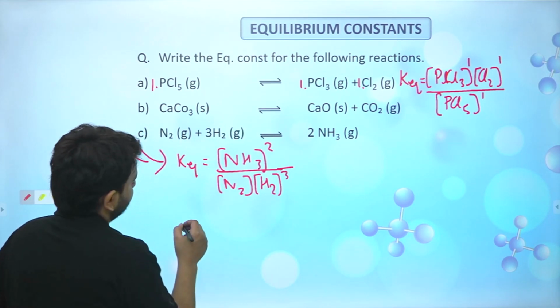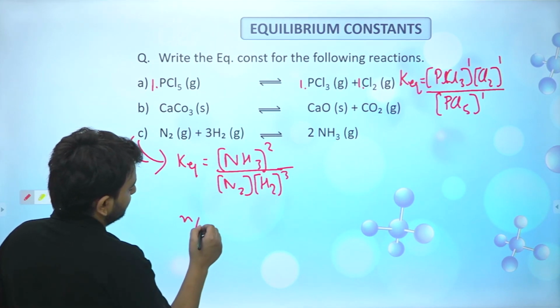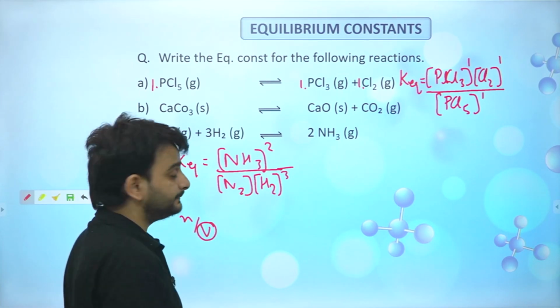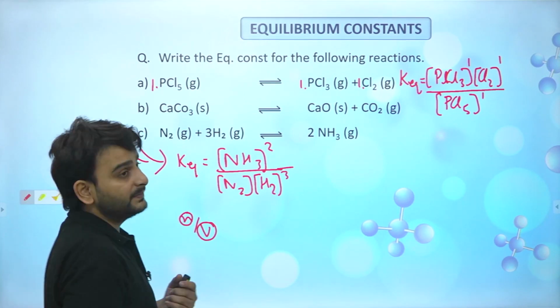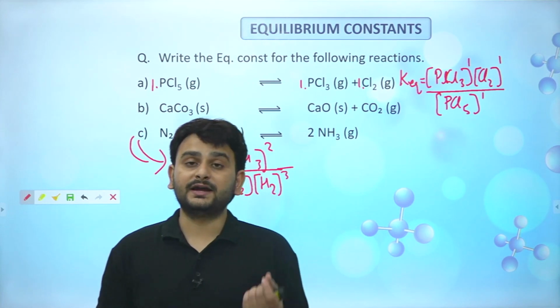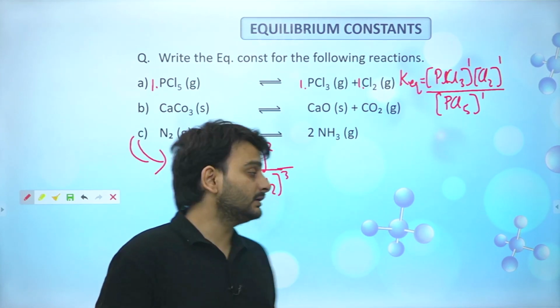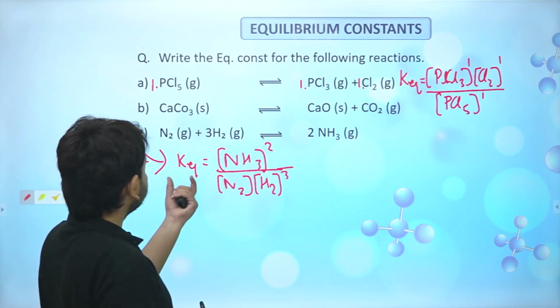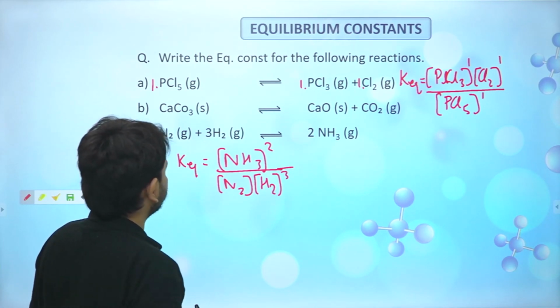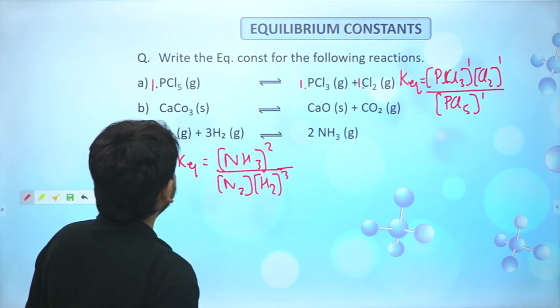Of course, if you're talking about concentration in moles by volume, this volume will be the total volume. I hope you understand. The number of moles will be specific to that reactant or that specific product, but the volume will be the total volume. So this is K equilibrium for the third one. All three of them are in the gaseous phase.